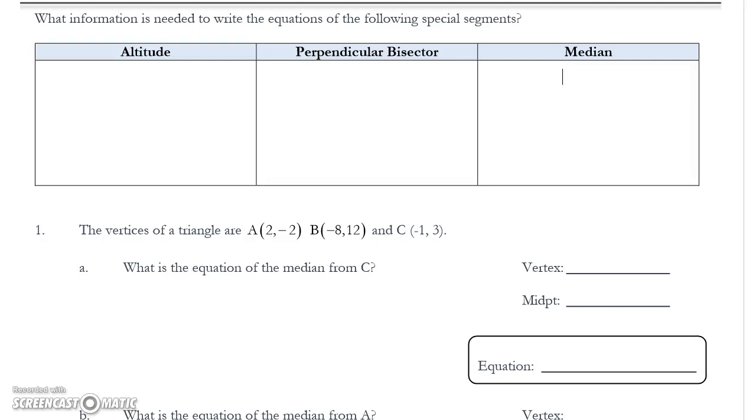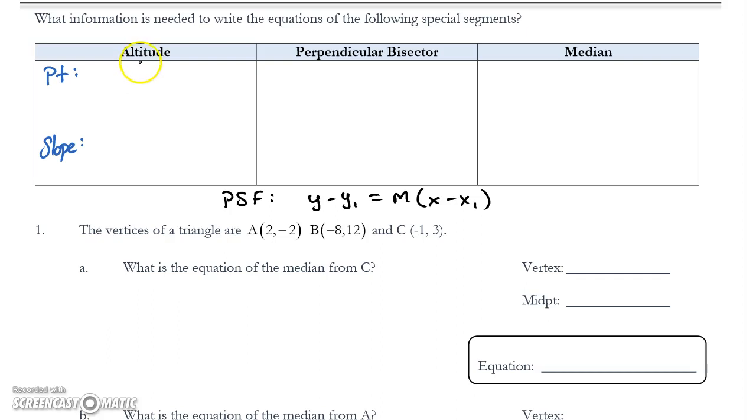Alright folks, in this video we are learning about writing the equation of the altitude. So, when I'm writing the equation of an altitude, just like the perpendicular bisector or the median, I need two things. I need a point, and I need a slope. Why? Because if I'm writing my equation, I am writing it in point-slope form. Y minus y1 equals m times x minus x1. M is my slope that I need, x1 and y1 represent the point I need.